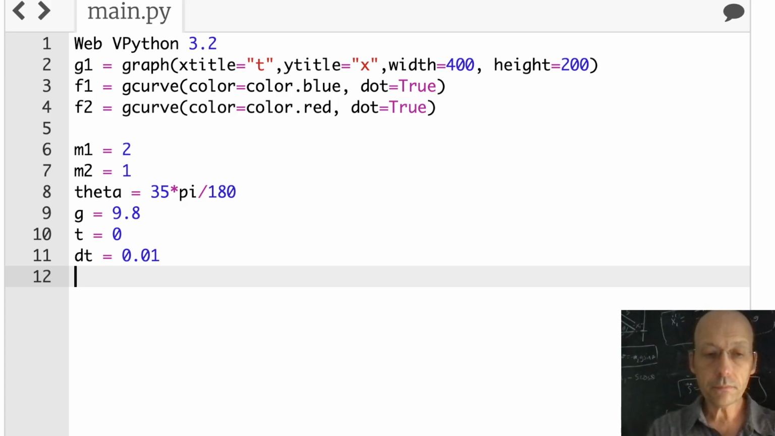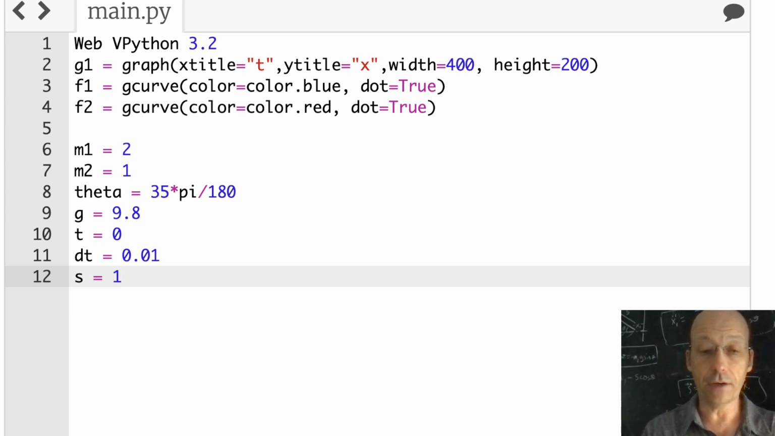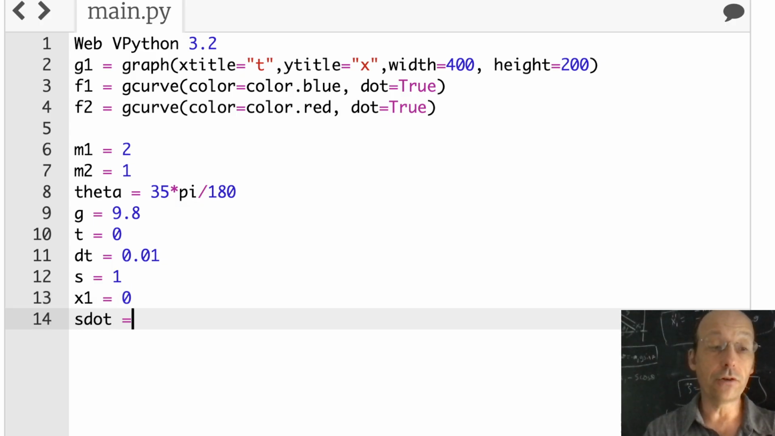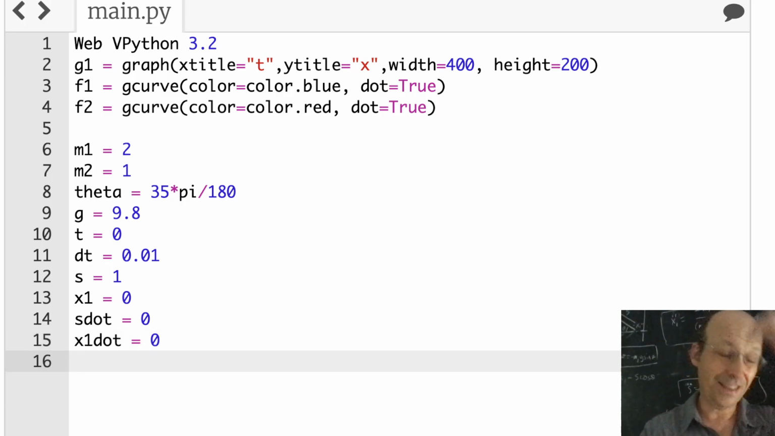x1. So s is going to be equal to, let's start at 1, right? I'm measuring from the bottom, so I have to give it some value. x1 is 0. s dot, I do need an initial velocity, 0. x1 dot, 0. Okay, I think we're ready.